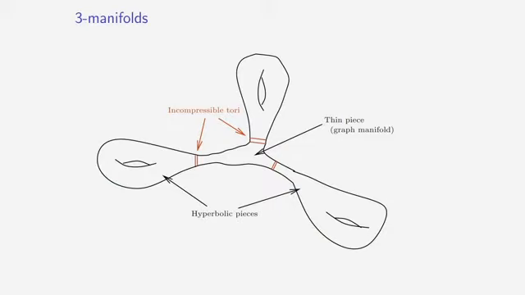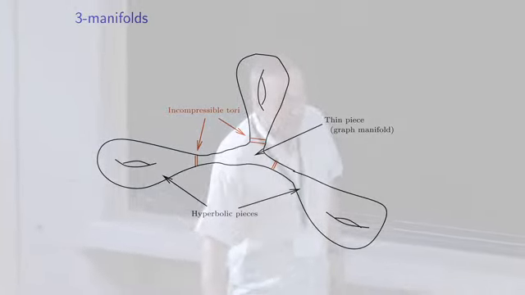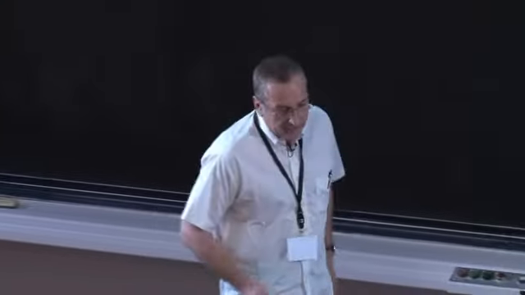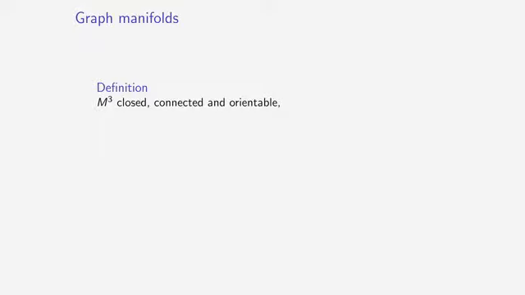And in the middle of this picture, I draw some kind of chaos, which is supposed to be the thin part, which ought to be collapsing and ultimately being identified as a graph manifold. So let's start by recalling a few basic notions. So we'll be working with closed, connected manifolds, and every manifold will be orientable for today.